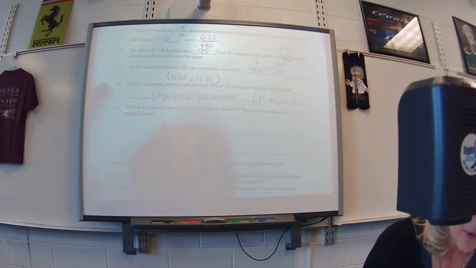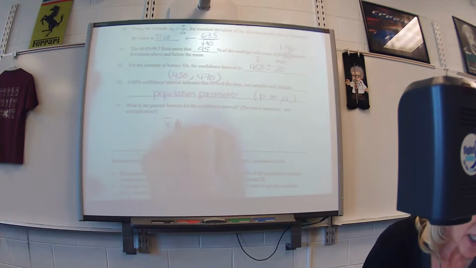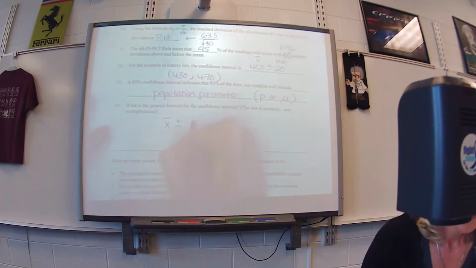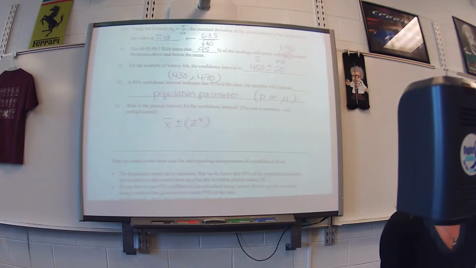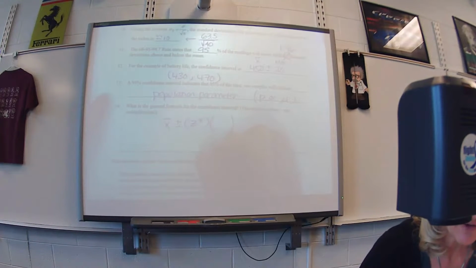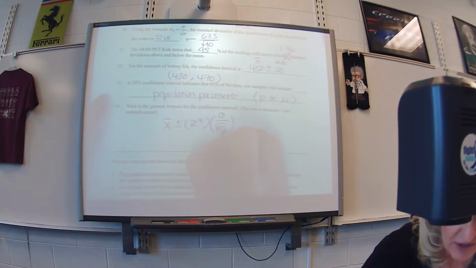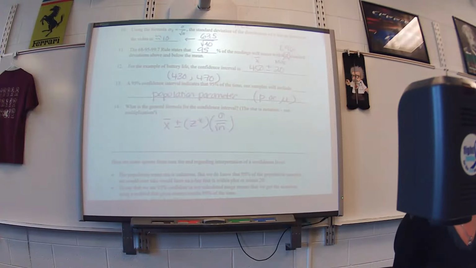So you start with your X bar, which is your point estimate, and then it's plus or minus, they call it Z star. That's the number that I'm going to teach you to get from the Z distribution, the normal curve. And then you multiply by your standard deviation of your sampling distribution. That formula will change a little bit if you're doing percentages and proportions.